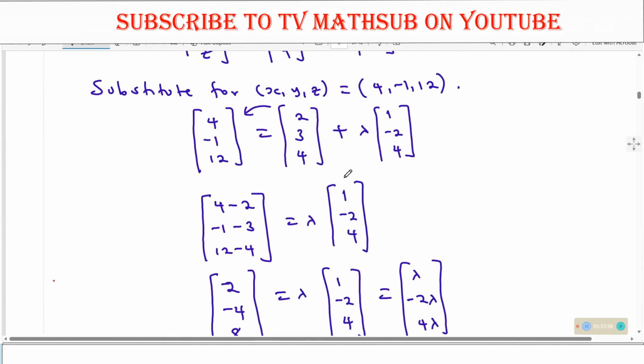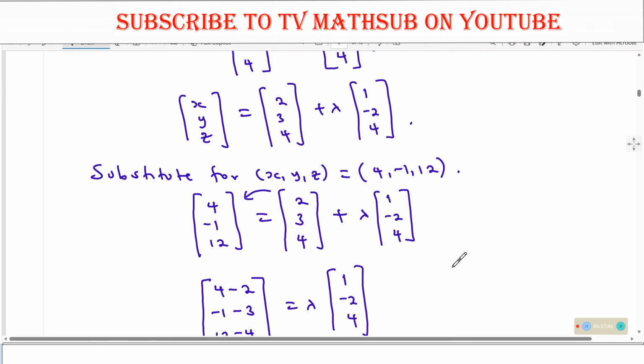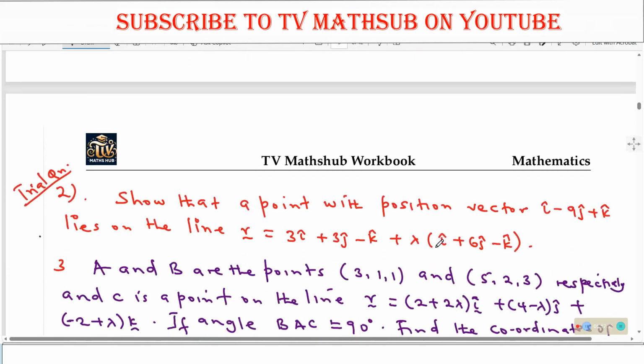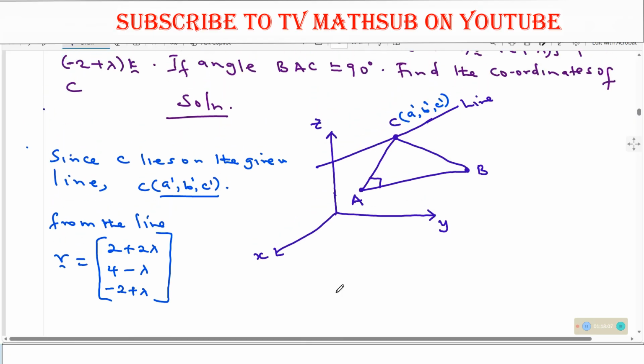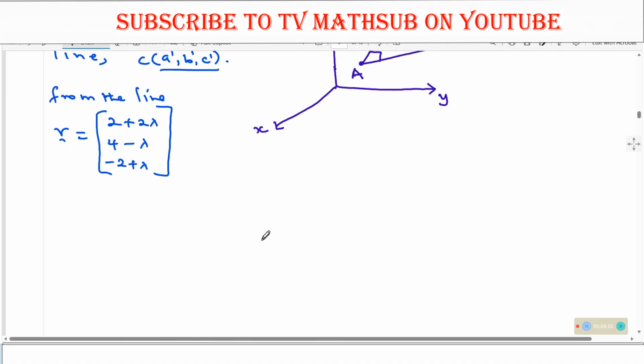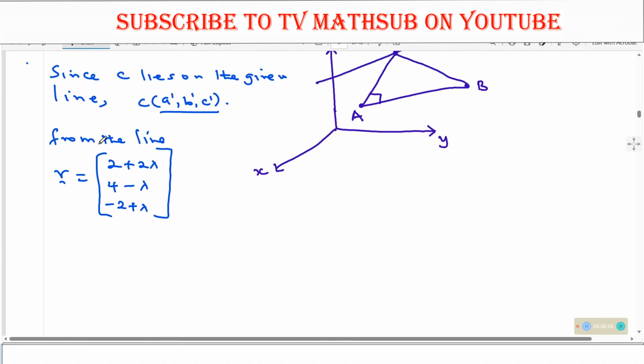we said if a point lies on a line, then that point, like this, if 4, negative 1, 12 lies on this line, what do you do? Where there is X, Y, and Z, you put this, isn't it? So the same applies to this. We are saying this point C lies on the line. But what is point C? Point C is A prime, B prime, and C prime, isn't it? But we are letting this one A prime be the X coordinate, B prime the Y coordinate, C prime the Z coordinate. Now, if C lies on the line, then C satisfies this point.